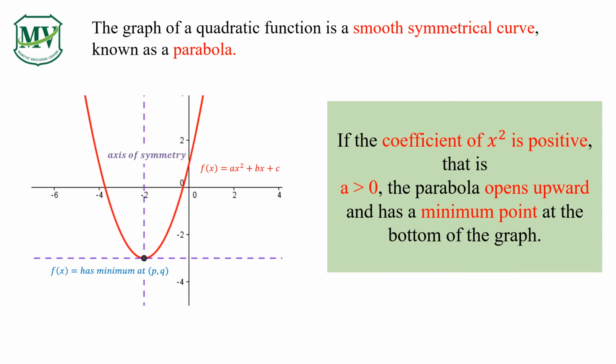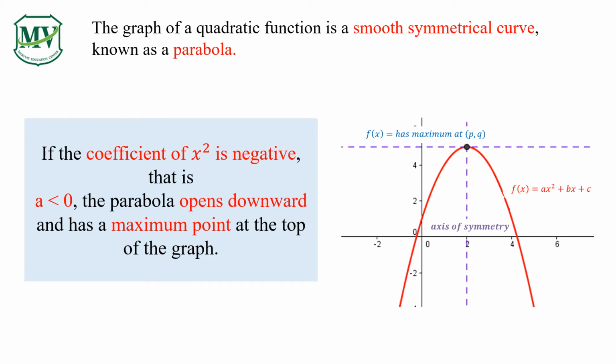If the coefficient of x squared is positive, like 1, 2, 3, 4, 5, or any positive number that is greater than 0, the parabola opens upward and has a minimum point at the bottom of the graph.